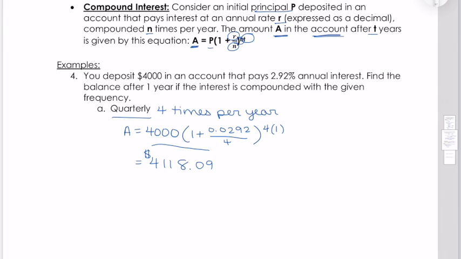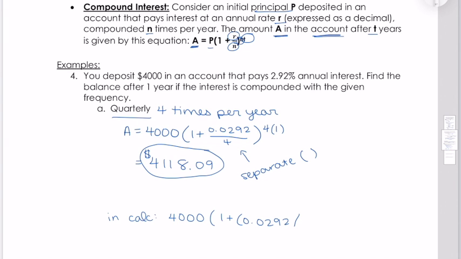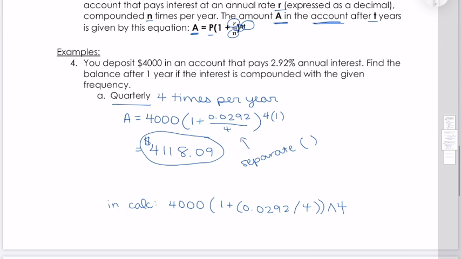But I am going to write in just a second what you should input into your calculator to get that answer. And you really should be practicing while I'm doing these notes like you would in class, just to make sure that you're getting the same answers I am. So you need to input it just how I write it here. So 4,000, parentheses, 1 plus, new parentheses, 0.0292 divided by 4, close parentheses, close other parentheses, and then raised to the power of 4.